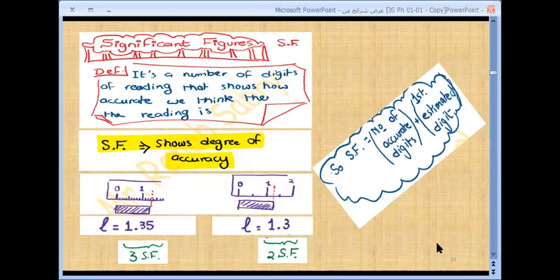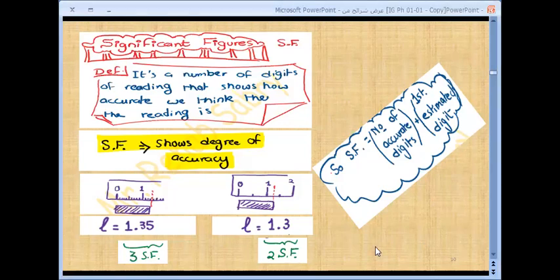Abdullah Abu Khair, the reading is in between 2 numbers, so you have to estimate. The reading does not come exact. And by the way, even if it's exact, there may be some kind of error, but this is not our point now. Okay, the number of significant figures is the number of accurate digits plus the first estimated number. You have to understand this well.